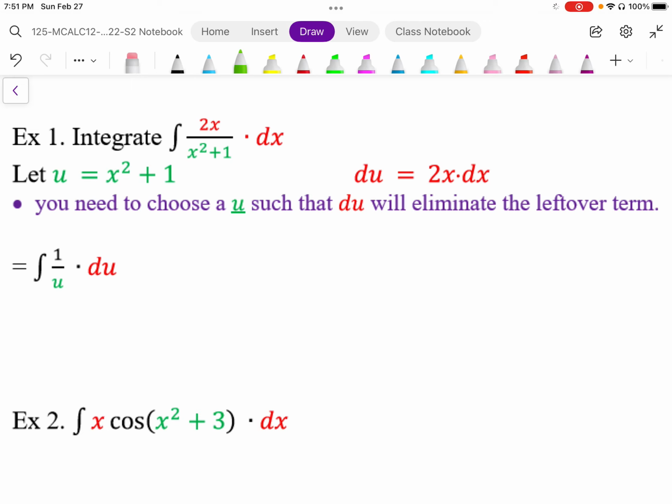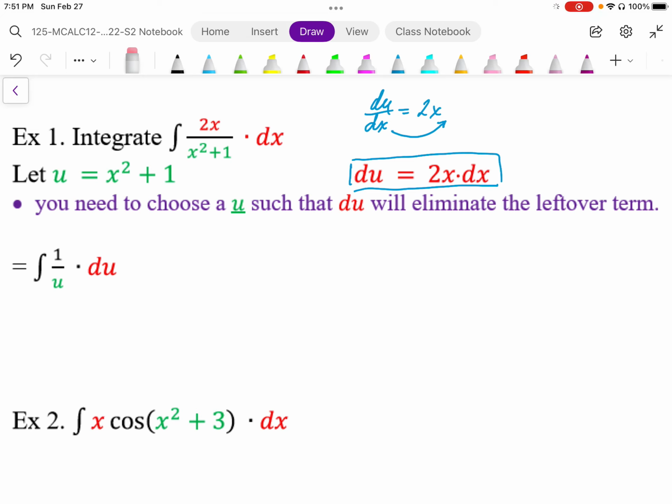When I differentiate u, I get du by dx, which ends up being just 2x. I want to isolate the du, so I'm just going to algebraically move that dx to the other side, and I end up with this expression right here. I generate a du expression. The leftover outside term, in this case the 2x dx that wasn't part of the substitution, can be replaced with du.